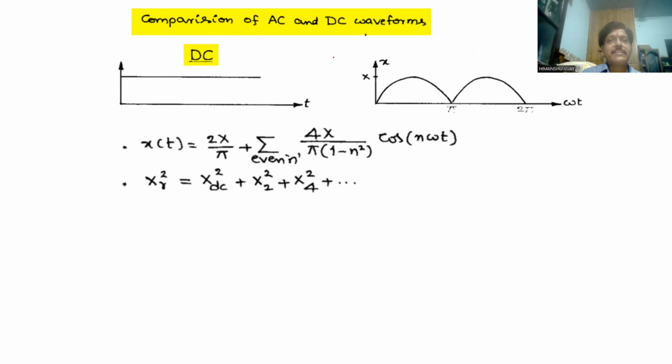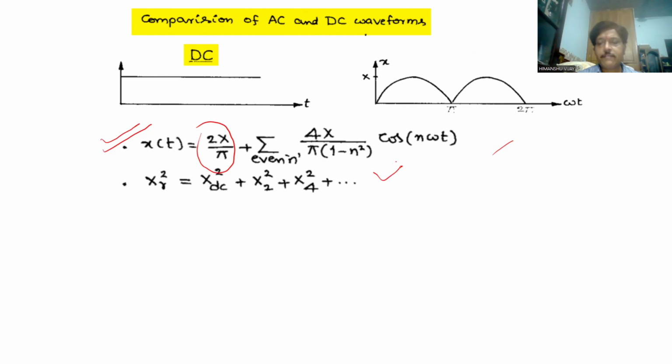So in this case, x(t) would be expressed by the Fourier series like this: x(t) is equal to 2X by pi. This is the average or DC component, plus, for even values of n, 4X upon pi times 1 minus n square, cos n omega t. So this is the Fourier series expansion for this particular waveform, which is pulsating DC. In this case, you get X_R square is equal to X_DC square plus X_2 square plus X_4 square, and so on. These are the even values.